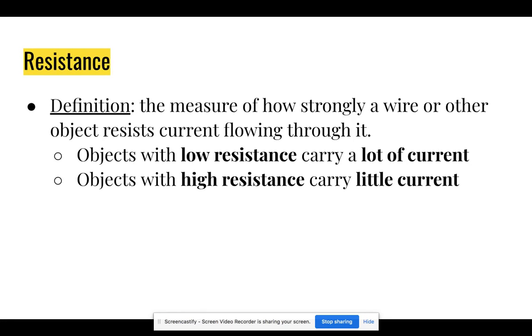So resistance is the measure of how strongly a wire or other object resists current flowing through it. Objects with low resistance carry a lot of current. Objects with high resistance carry little current.